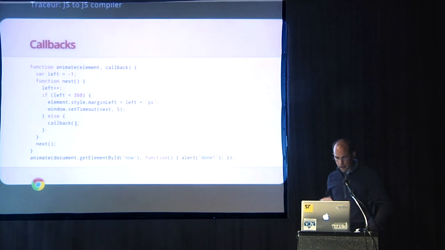For folks that are familiar with callback programming, this is perhaps relatively straightforward to read, but it does twist up the code quite a bit. And in our example, we're going to animate this element, and when we're done, we're just going to have an alert that says, hey, okay, we're done.